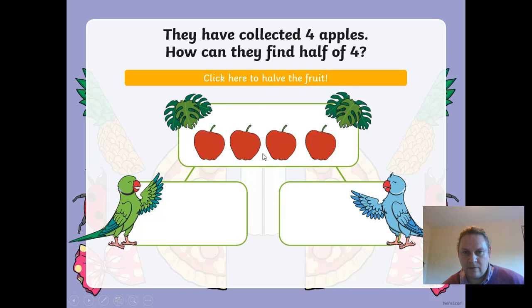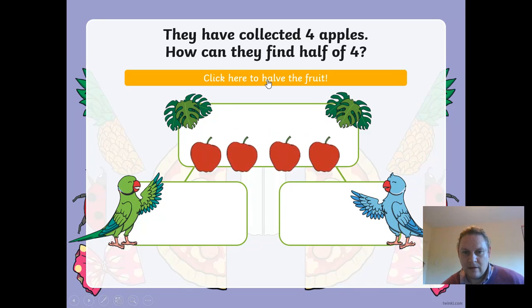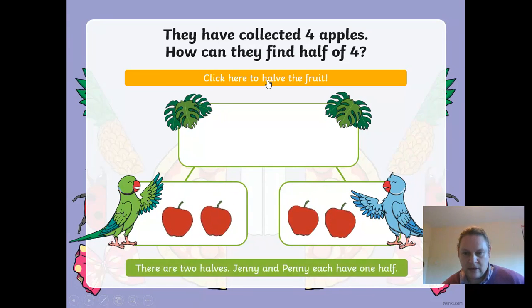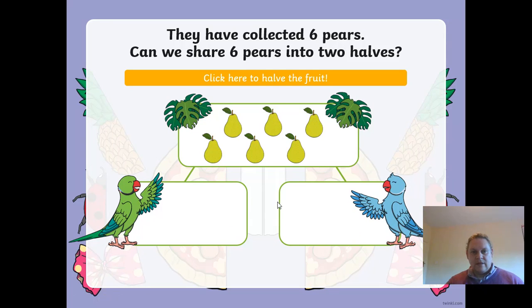Okay, think to yourself, let's see, 2 apples each, okay? There are 2 halves. Jenny and Penny each have 1 half, okay? And we can see that again, we've got to have an exactly equal amount on each side for half, okay? 2 and 2.